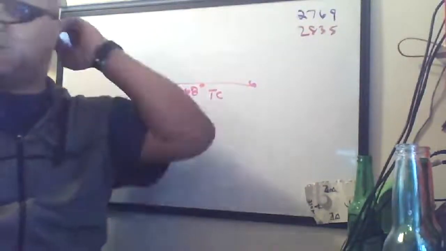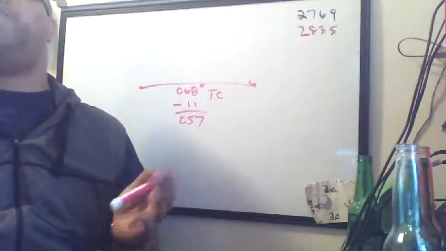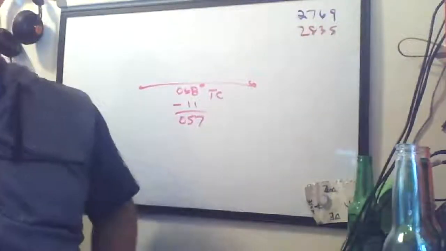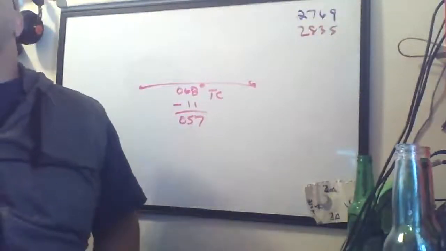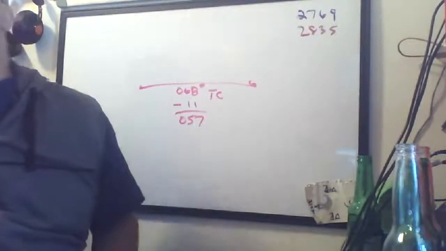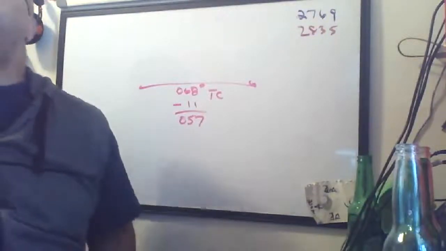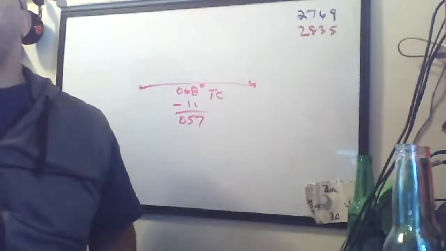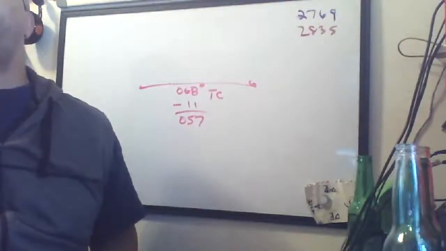So that's what those lines are depicted on the chart for. And so it's 068 minus negative 11. You have to subtract 11. That's what that line is telling you, because you're going to be using your magnetic compass all of the time in light aircraft.